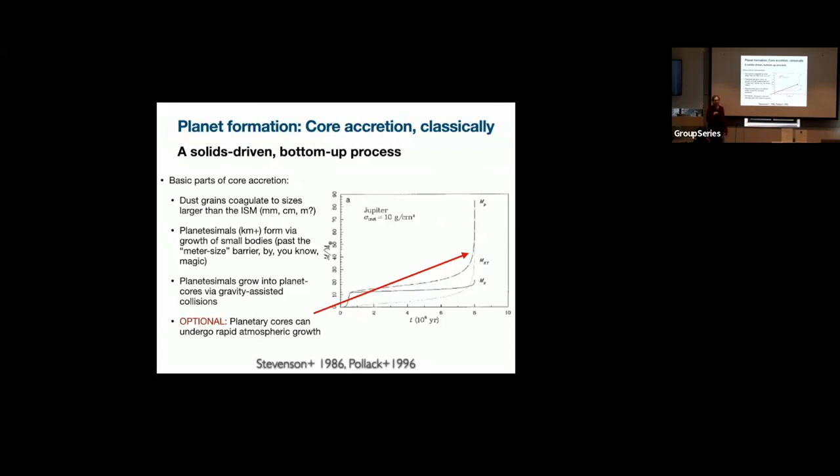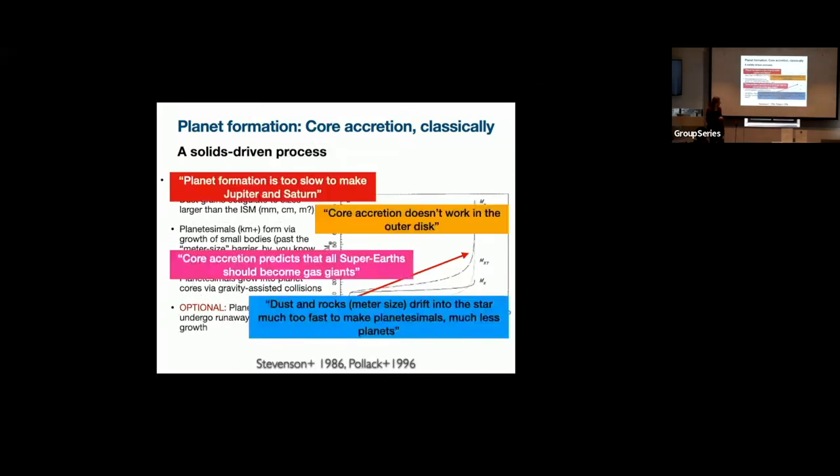Now, if you had taken a planet formation class or you ever heard somebody give a talk on planet formation at all, you might have heard some of these things. Planet formation is too slow to make Jupiter and Saturn. Has anyone heard that? That's a thing. Yeah, somebody, thank you. You make me feel not crazy. People say this. Core accretion doesn't work in the outer disk. I see nodding. You've probably heard this.